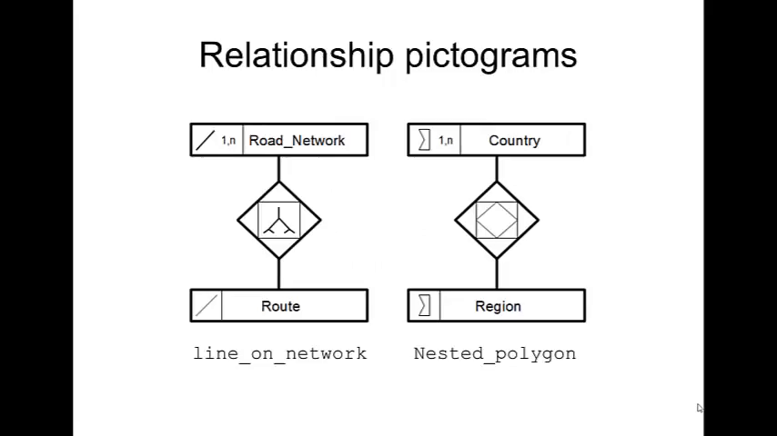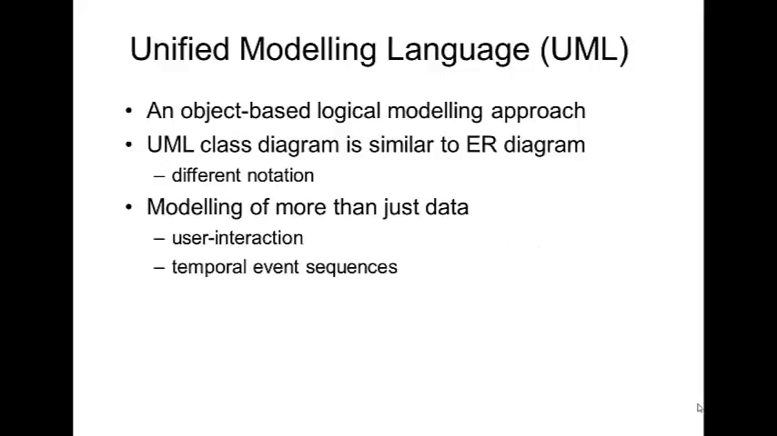We can also use pictograms to show topological relationships between entities. So, for example, here, a route on the left-hand side, a route over a river network. We can use this sort of tree-like symbol to represent a line lying topologically on top of a network. Or on the right-hand side, a nested polygon relationship. So a region is a nested polygon relationship with a country. So we can use these pictograms to show the spatial topological relationships between the various entities. But that's really all I've got to say about entity relationship modeling.